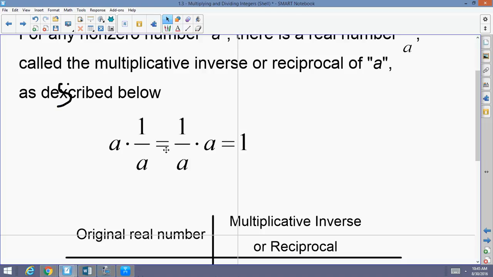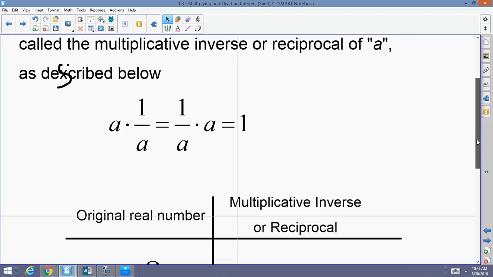And here it is, guys. It basically states that a times 1 over a, or 1 over a times a, equals 1. When you multiply any number times its reciprocal, it equals 1. 3 times 1 over 3 is 1. 27 times 1 over 27 is 1. 5 billion times 1 over 5 billion is 1. So any number times its reciprocal equals 1.